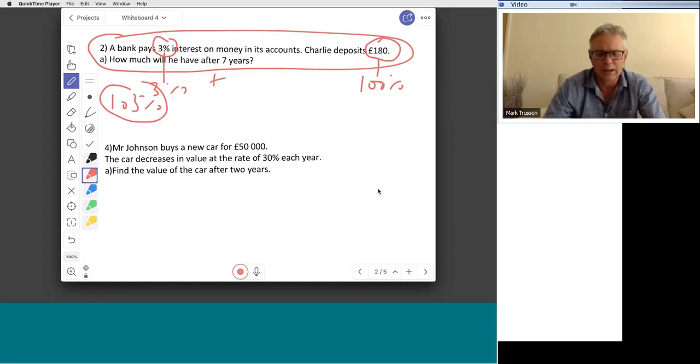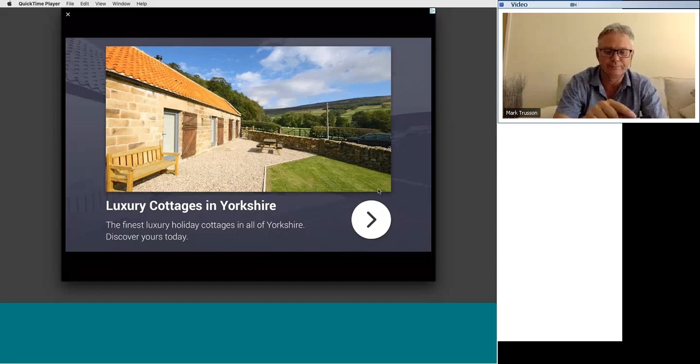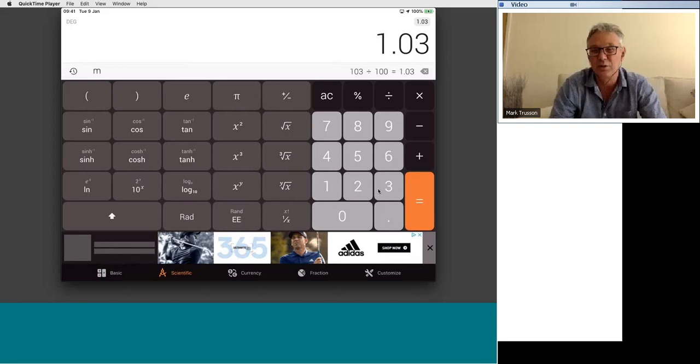Now we did this 103 divided by 100 on the calculator before. We don't need to keep doing that as long as we're confident. Well, I will do it one more time. So we've got 103 divided by 100, and it gives me a decimal 1.03. But as I say, you'll become very familiar with doing these. So we change our calculation to that, 1.03. Okay. And I get an answer.